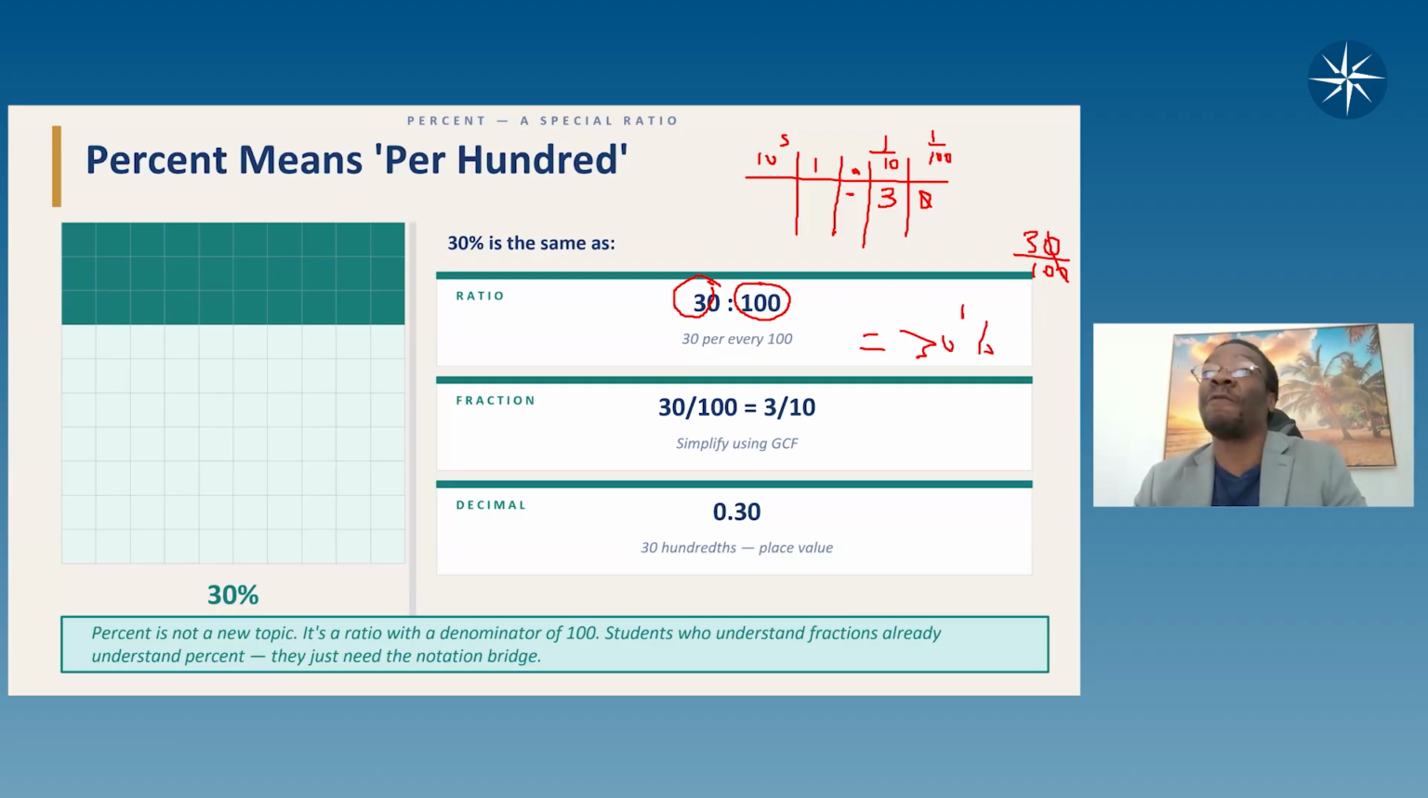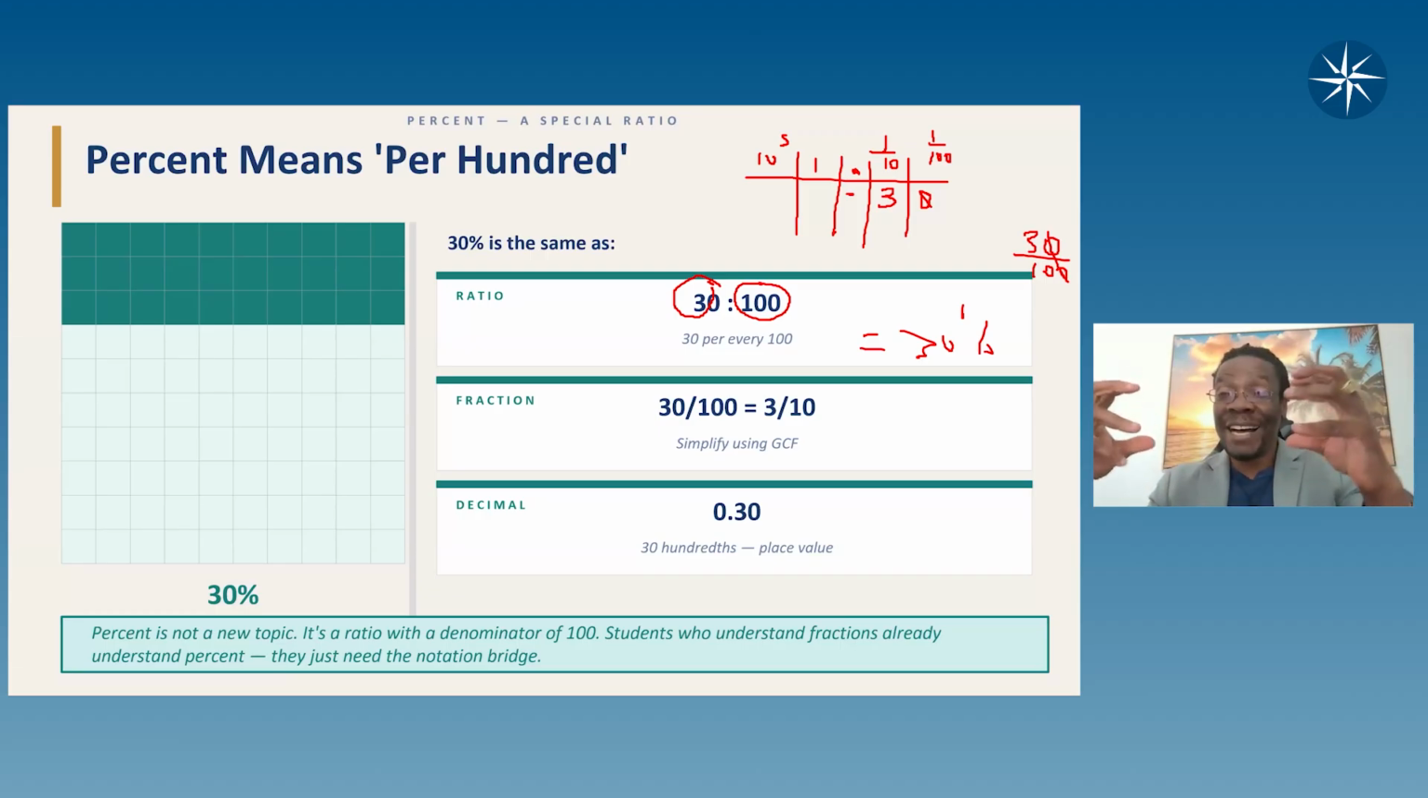It could be represented in different ways. So it's not a new topic. Percentage is not a new topic. So the progression is usually ratios and then percentages or ratios. They are within the same concept, but we have to help students to see these progressions.